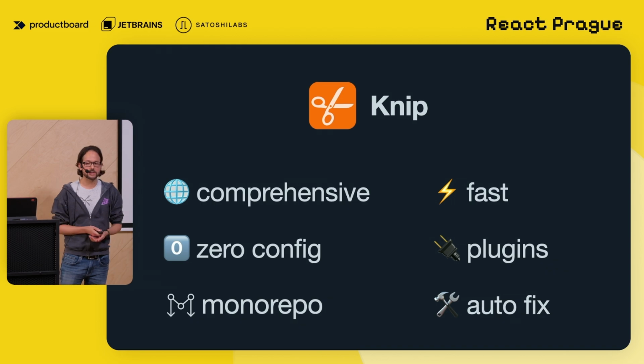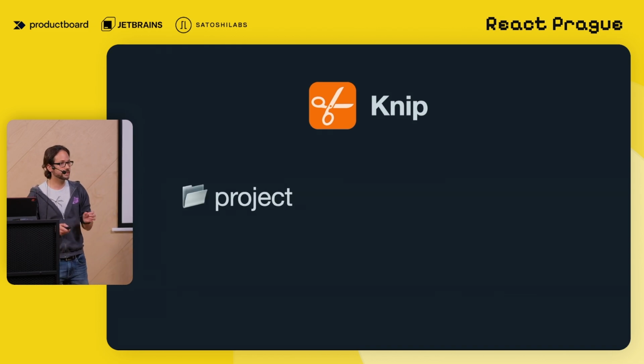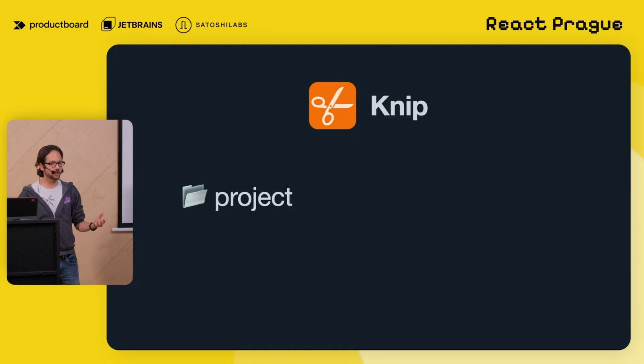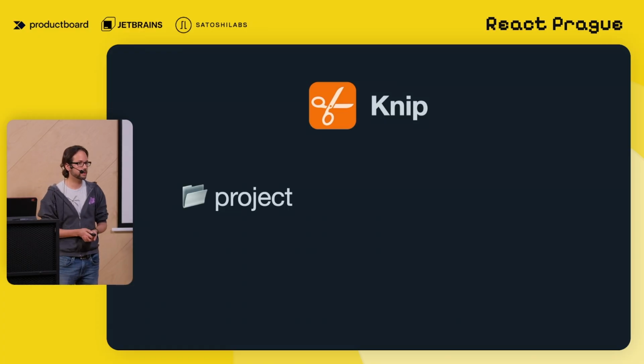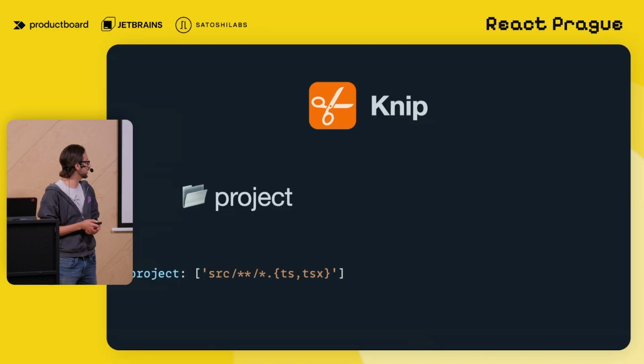And I think that's a great sales pitch, but how does it work, right? So at its core, Knip needs two things to work. It needs to know which files are part of your project. And how complicated that is usually depends on how you've structured your application, but it can be as simple as just all the TypeScript files in your source directory.